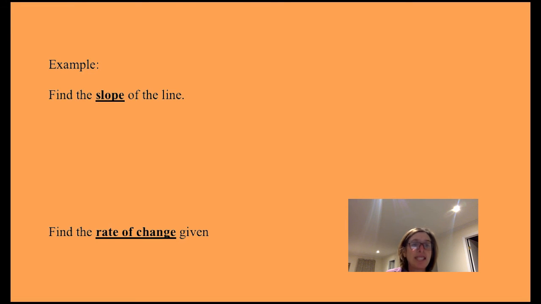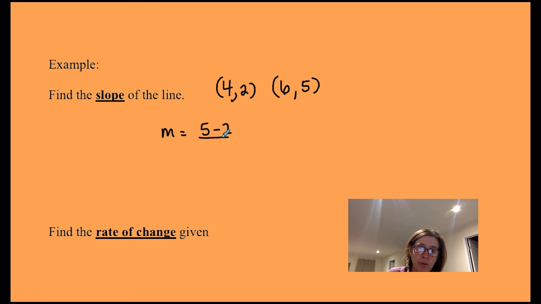All right, let's look at the difference. If I want to find the slope of the line, again, you're finding a ratio. So if I gave you the points (4, 2) and (6, 5), and I said find the slope, you would do change in y over change in x. So 5 minus 2 over 6 minus 4, giving me 3 over 2. Okay, so for every 3, I'm going up or down. I'm moving 2 to the right or left, depending, okay?